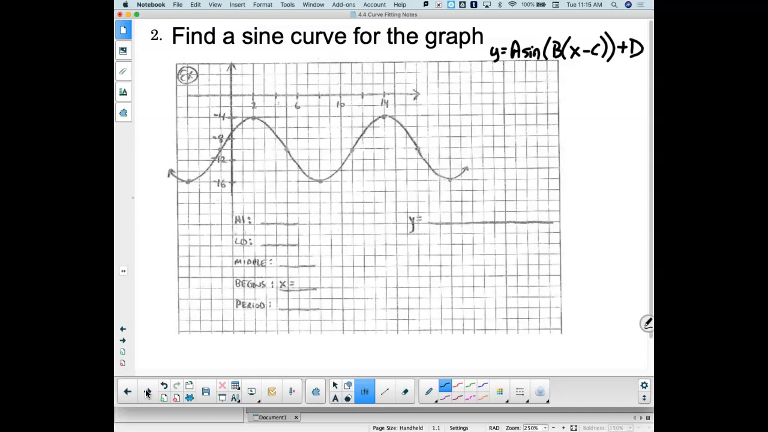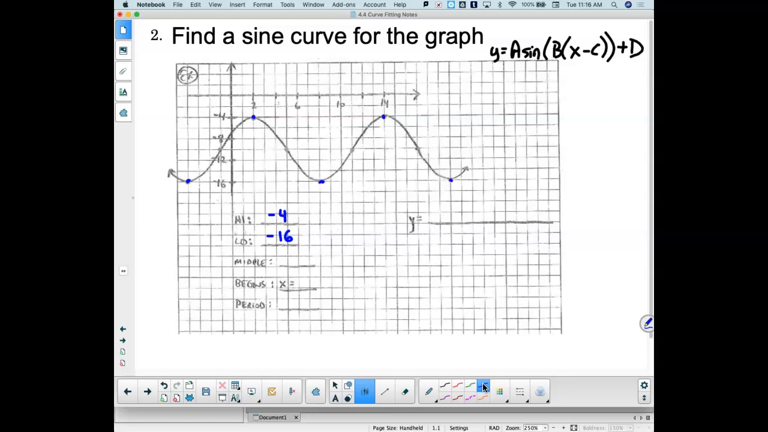So the first thing that I should find is the middle of my curve. So if the high value of my curve is at negative 4, and the low value of my curve is at negative 16, where's the middle? If the high is at negative 4 and the low is at negative 16, what do you got? How'd you get it?